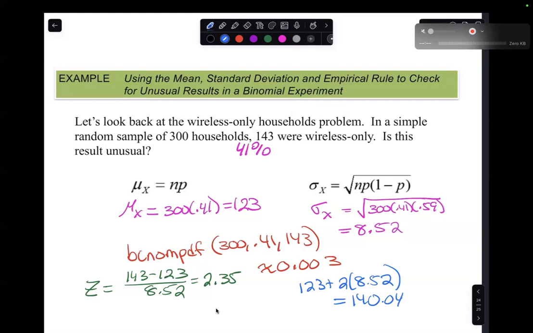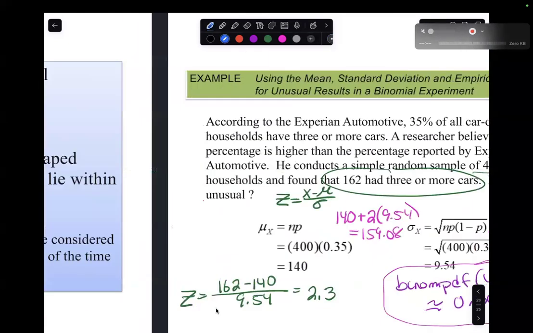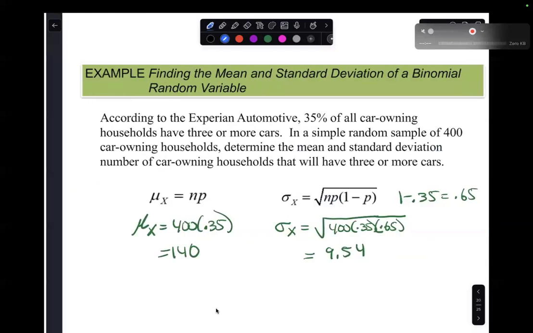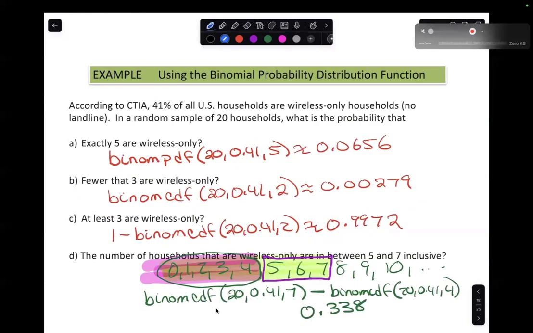Wait, can you cover how from the binom PDF, how we know that it's unusual with the 0.003? That number is less than 5%. So if you get a probability that is less than 5%, it is considered unusual. Where did the 41% come from? That was from previously, way back here when we did the cell phone thing. Where is it? Right there. Oh, okay, thank you. No problem.